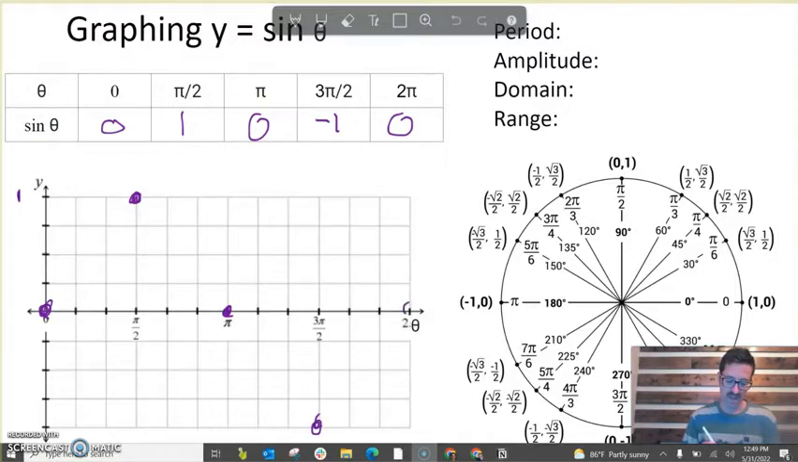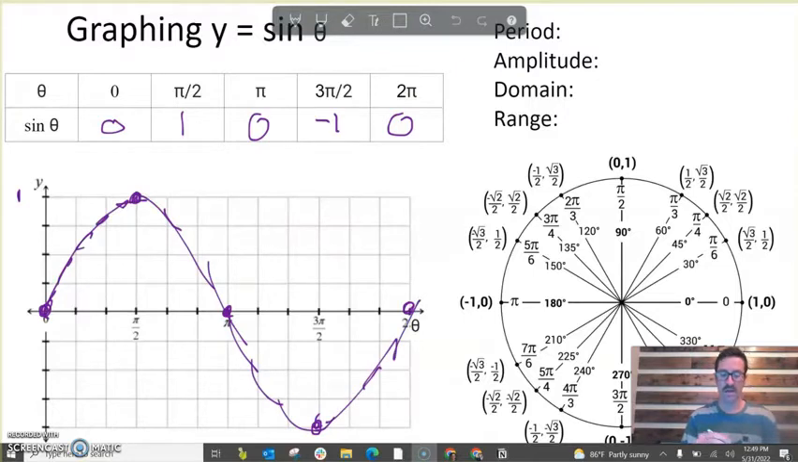So we have these points, and when we graph, it makes this wave because that y-coordinate is going to increase until it gets to that peak, and then it's going to decrease as we continue to rotate around that unit circle. And then in this fourth quadrant, it's going to increase back to here.